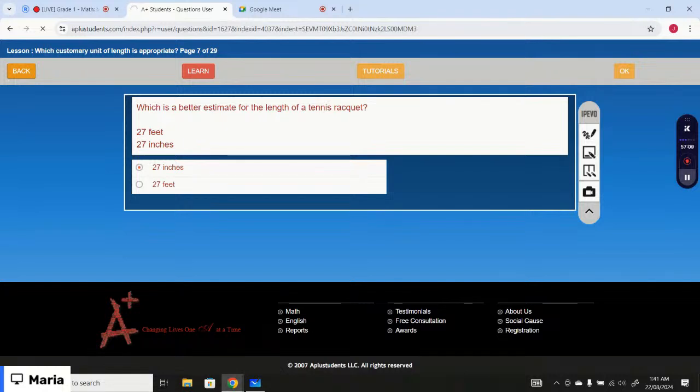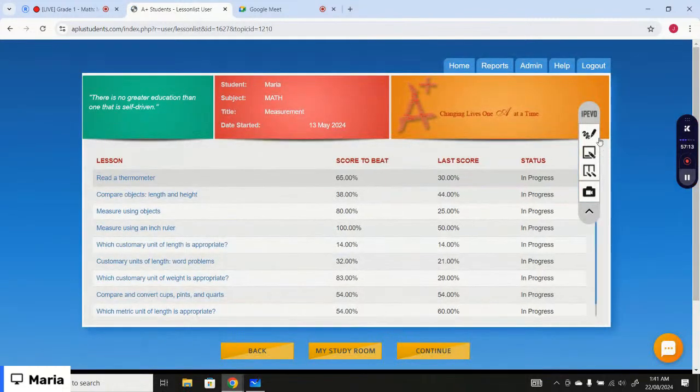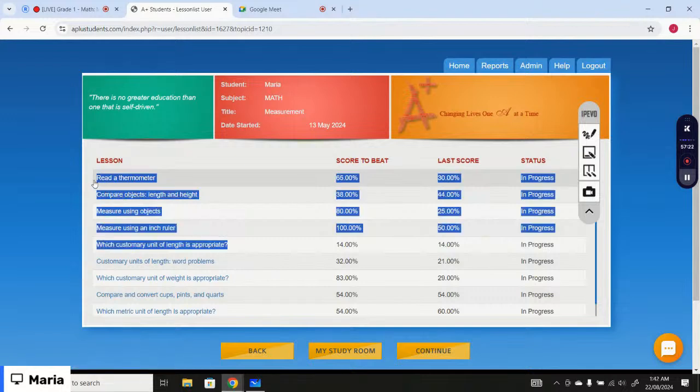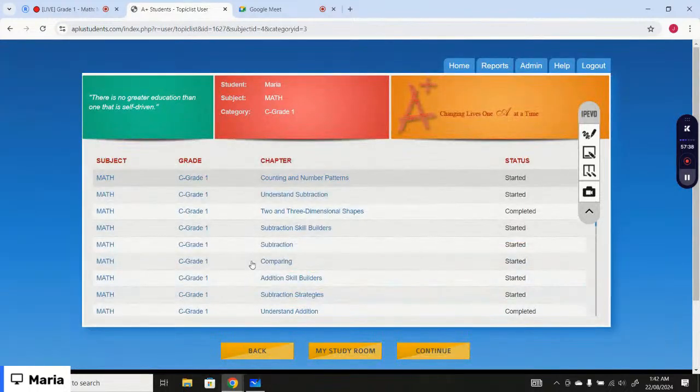So we were working on grade 1 math. The chapter we were working on is measurement, and the lessons we have covered today are read a thermometer, compare objects' length and height, measure using objects, measure using an inch ruler, and which customary unit of length is appropriate. So please make sure that before the next session you complete all the practice questions for the lessons we just did. That is your homework until the next session, right?